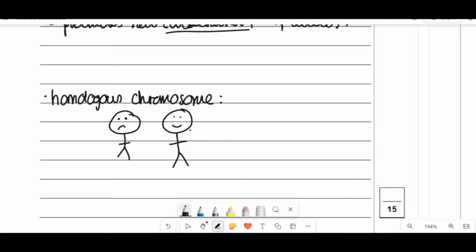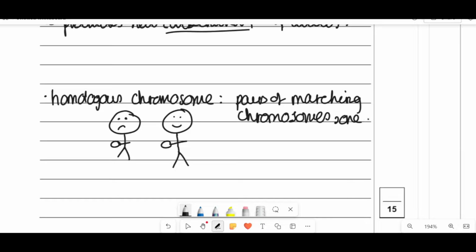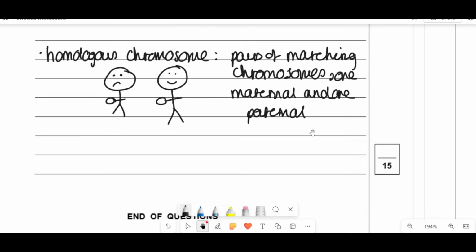It's fine. Right? This is my right hand. That's your right hand. They're homologous. They're two different right hands, but they are both right hands. So they are homologous right hands. So homologous chromosomes then are pairs of matching chromosomes, right? So it's one maternal, one from mum, and one paternal. So humans are diploid. We have 23 pairs of chromosomes, 46 in total.